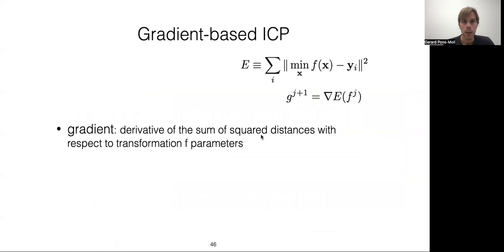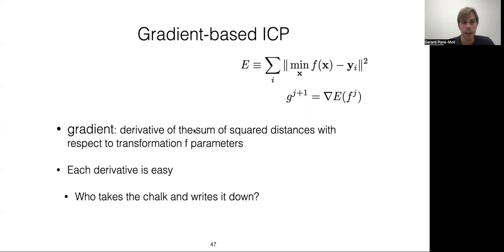Okay, so the gradient here is a vector because E is a scalar, and I'm taking derivatives with respect to each of the parameters of F. So the question is, okay, the derivative seems easy. We know how to take derivatives. Now, if I have something fairly complicated, like the SMPL model, or something even more complicated, like modeling non-rigid deformation, who takes the chalk and writes it down?